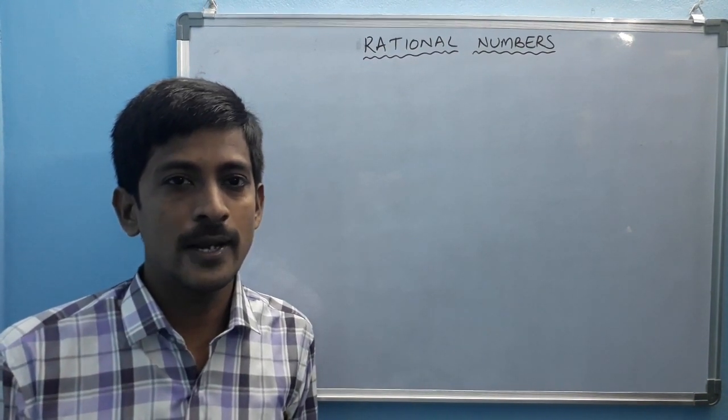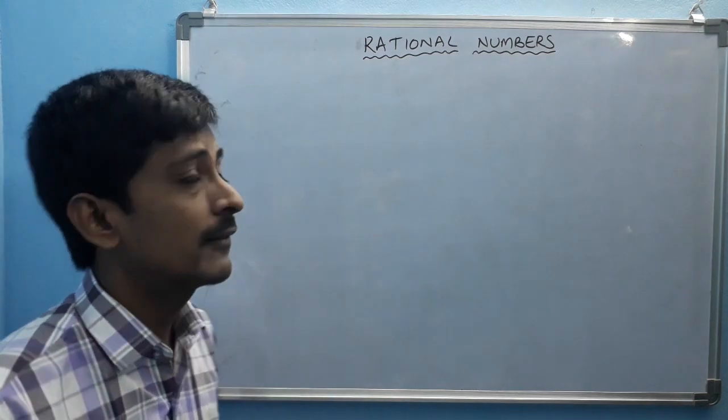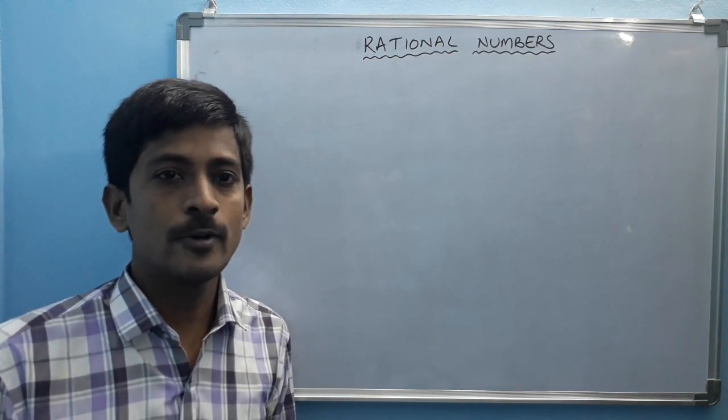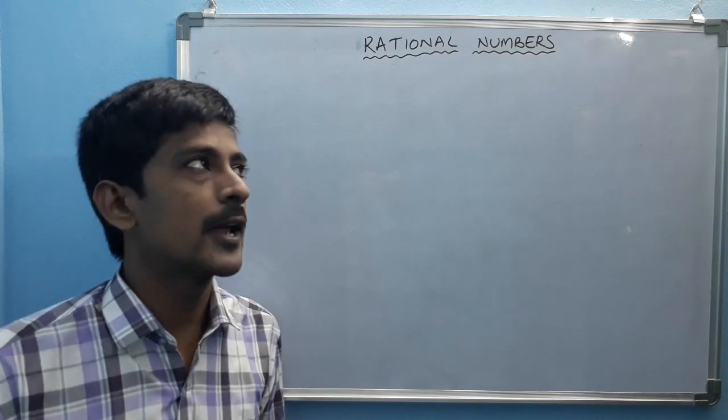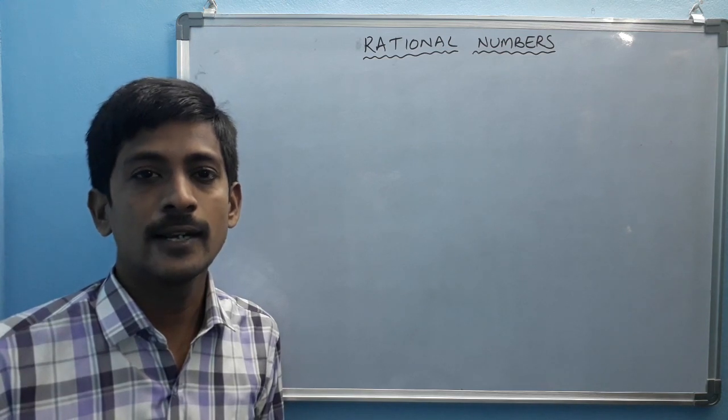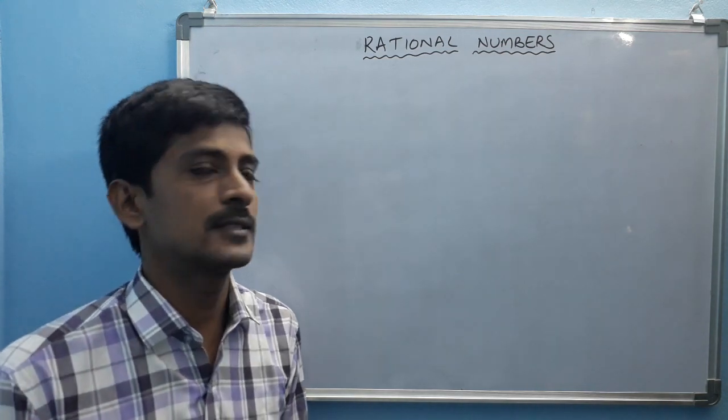Today I am going to explain the remaining properties of rational numbers. Yesterday, closure property and commutative property were completed. Today I am going to explain associative property, identity and inverse. Once listen.